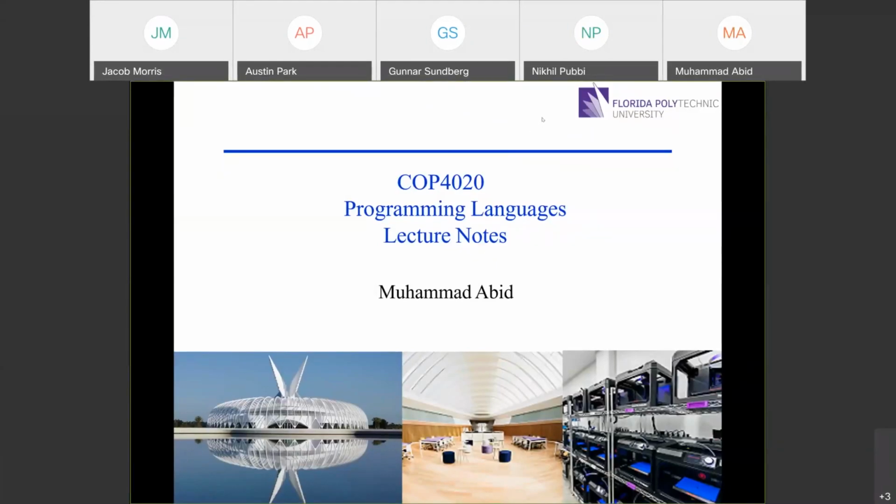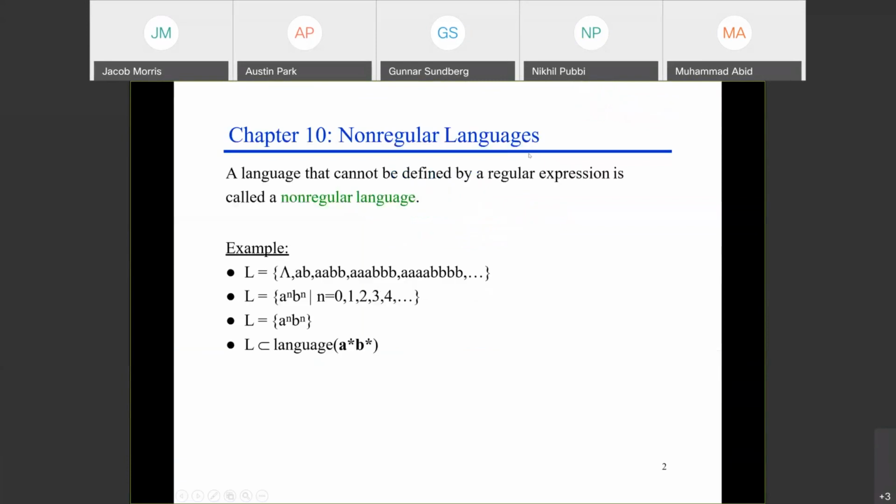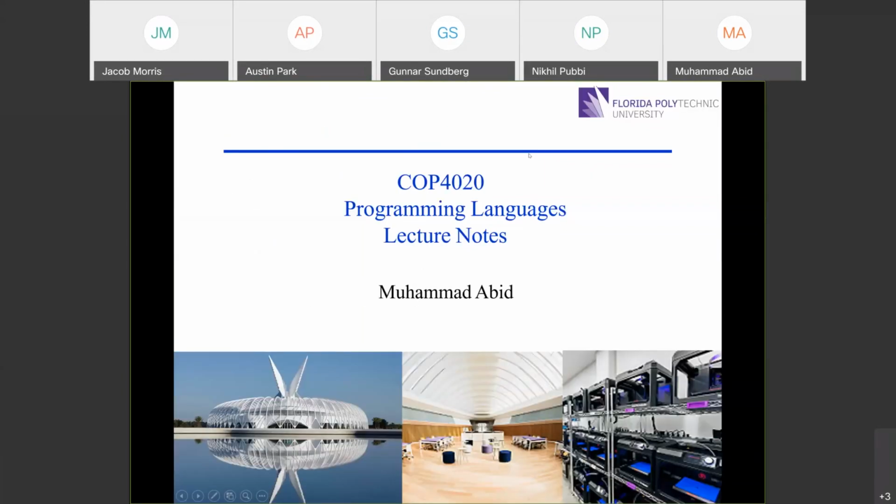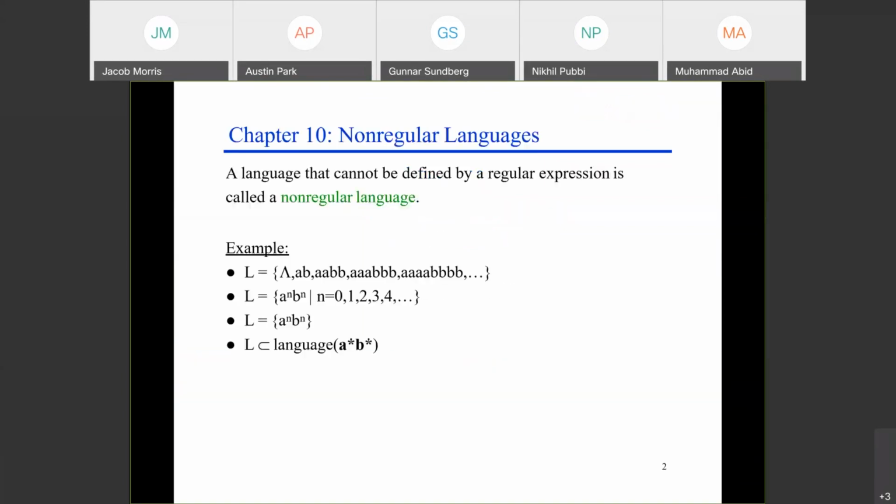Today we will start chapter 10. So chapter 10, so far till chapter 9, you see we just talk about the regular languages. Today we will see non-regular languages.